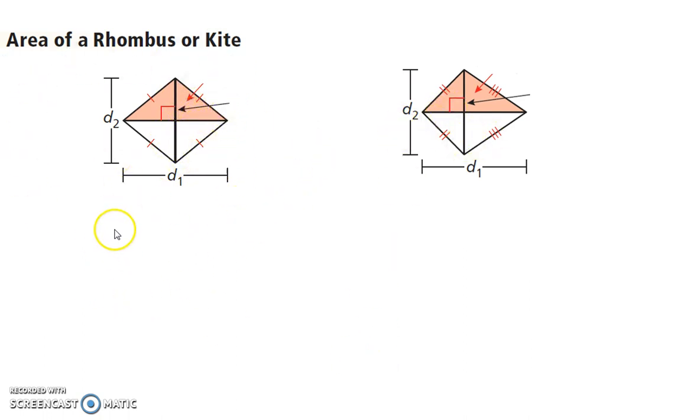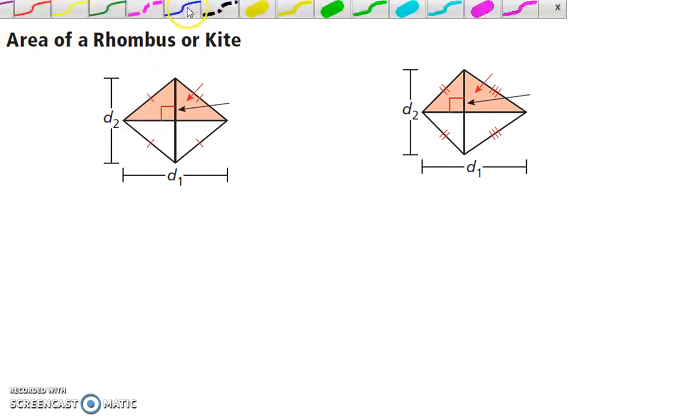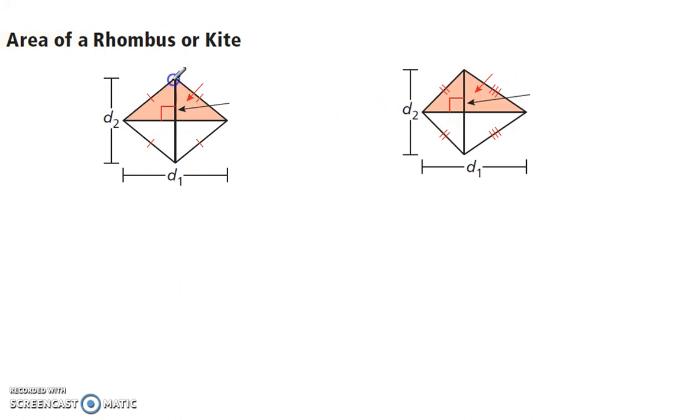Alright, so to find the area of this, first thing we're going to do is split this up into two triangles. Now recall that the diagonals in both a rhombus and a kite intersect at a 90-degree angle. In the rhombus, the diagonals bisect each other. In the kite, one of the diagonals bisects the other. Alright, so here we know that this segment right here is half of D.